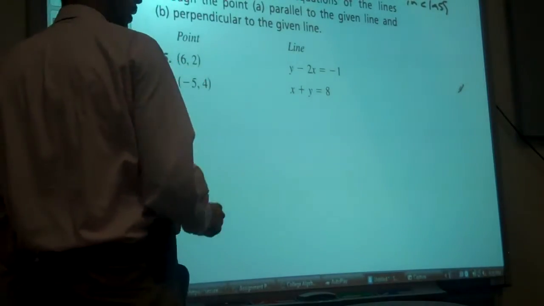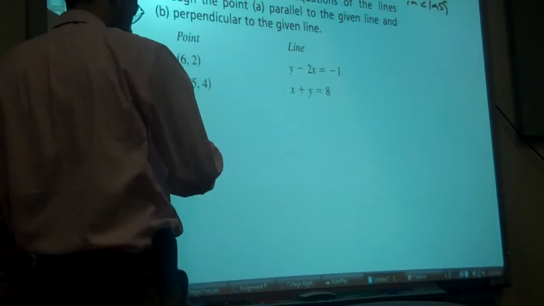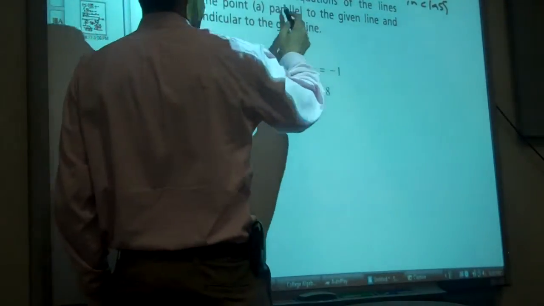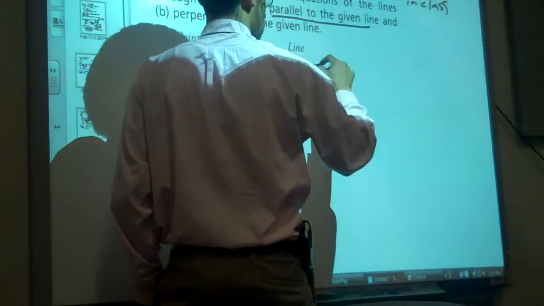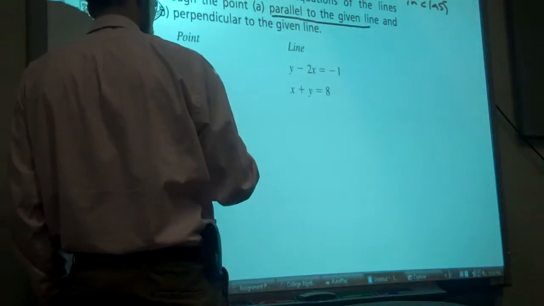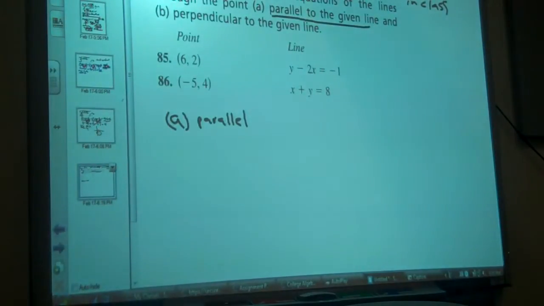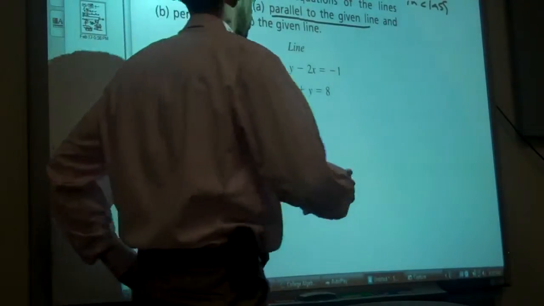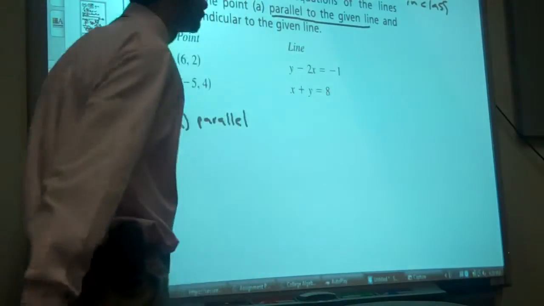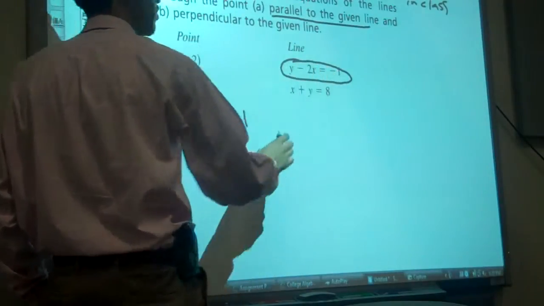We have a point, and we have another line, and we'd like to come up with two things. The equation of the line that goes through the point that is parallel to this given line, and then after that we want to do it all over again for the line that is perpendicular to that given line. So this line here, y minus 2x equals negative 1, that's the given line in 85.